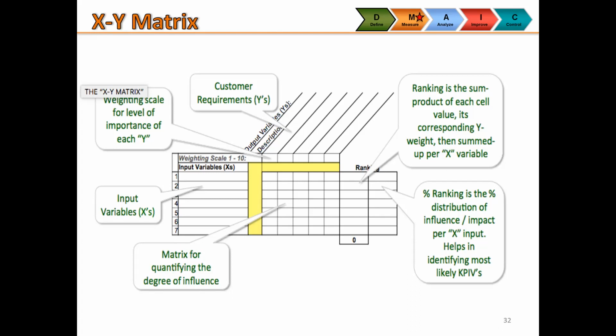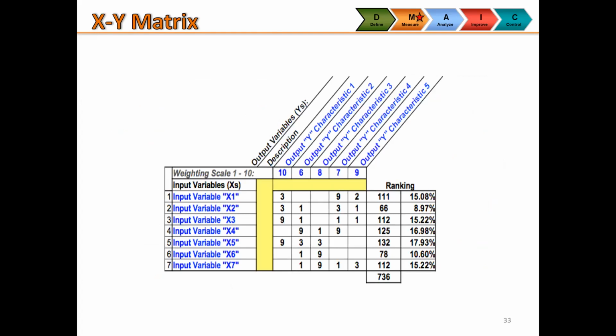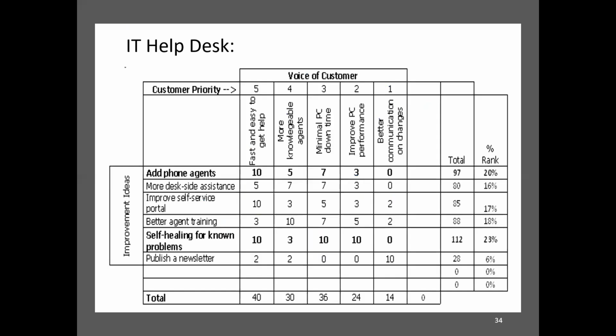So a real simple example would be, this is kind of what it looks like. Input variables x1, x2, x3, all the way to x7, and then output characteristic y1. As you can see, as you're rating them 1 to 10, you just multiply them all together. Whichever one has the highest, you're going to go after first, which would be input variable x5. We'd probably also attack x4 and maybe x1, or I'm sorry, x2. There's a real example of it.